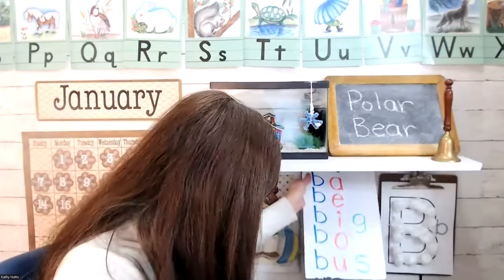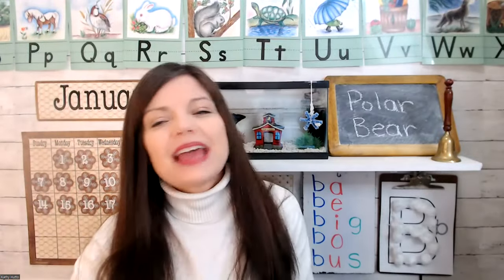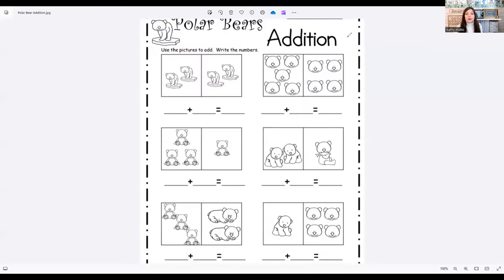Well, you did a great job blending and reading today. That was our letter time, and now it's time for math. For math today, we're going to be adding polar bears. Take a look at this worksheet. Let's count how many polar bears in the first box. One, two. Write number two right here.